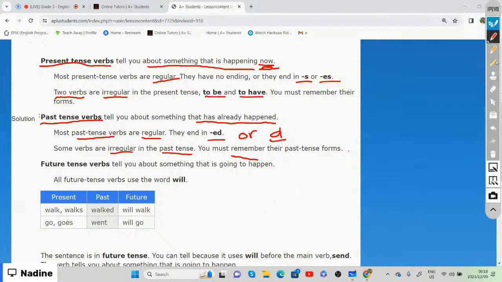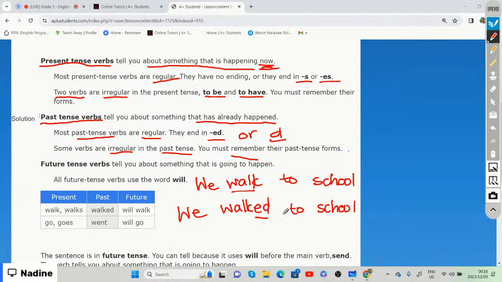If I make an example of a regular verb in the present tense and then the past tense, we can say, we walk to school, right? So walk is our verb, the action that takes place. And if we want to write that in the past tense, we say, we walked to school, right?